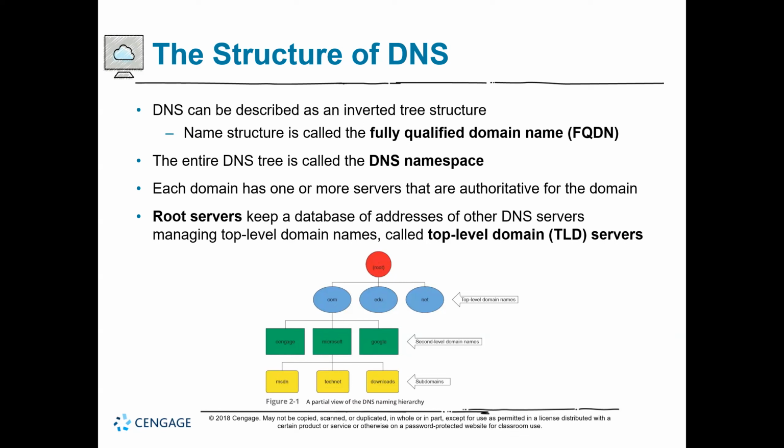Root servers keep a database of addresses of other DNS servers, managing top-level domain names called top-level domain, or TLD, servers. And you can see they have a nice little graphic there where it starts at root and goes all the way down. So you have your top level, second level, and then your subdomains that are listed.